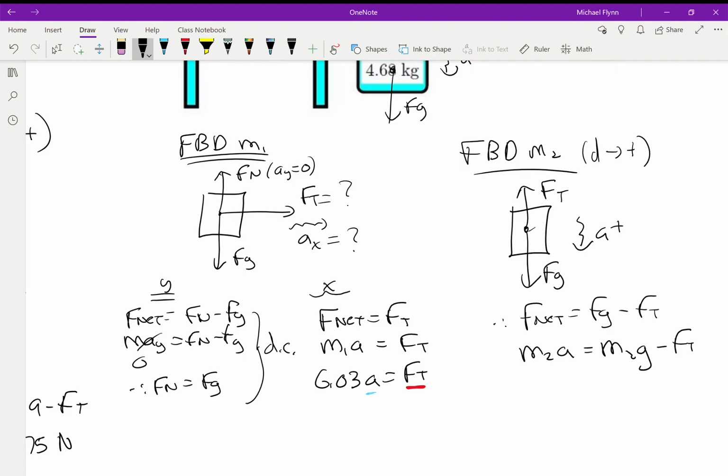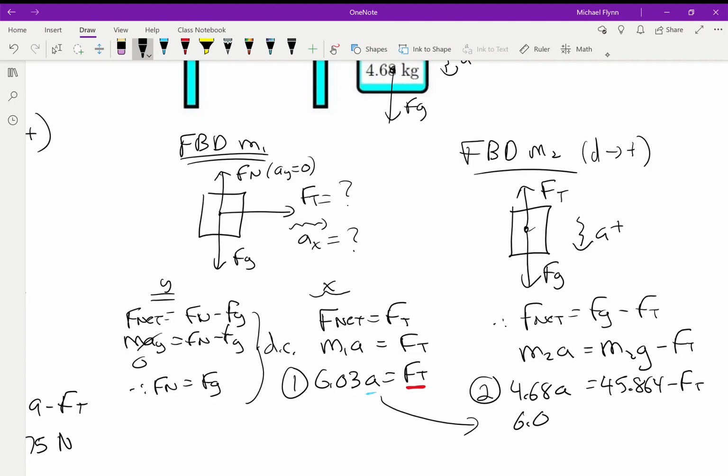45.864. So this is 45.864 minus Ft equals 4.68a on that side. Once again, I have two equations and two unknowns, so once again, I'm going to move this over here like this. Now the rest is math. This is equation 1. This is equation 2. I just have to solve my system of equations. You can do it by substitution if you like, but I always like using elimination in these problems.